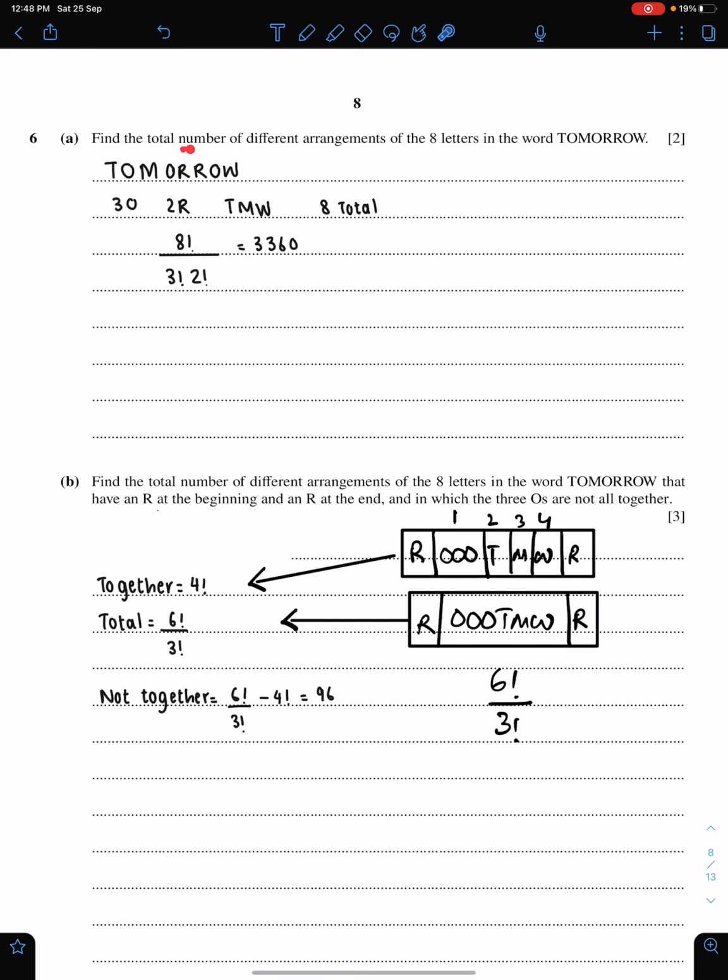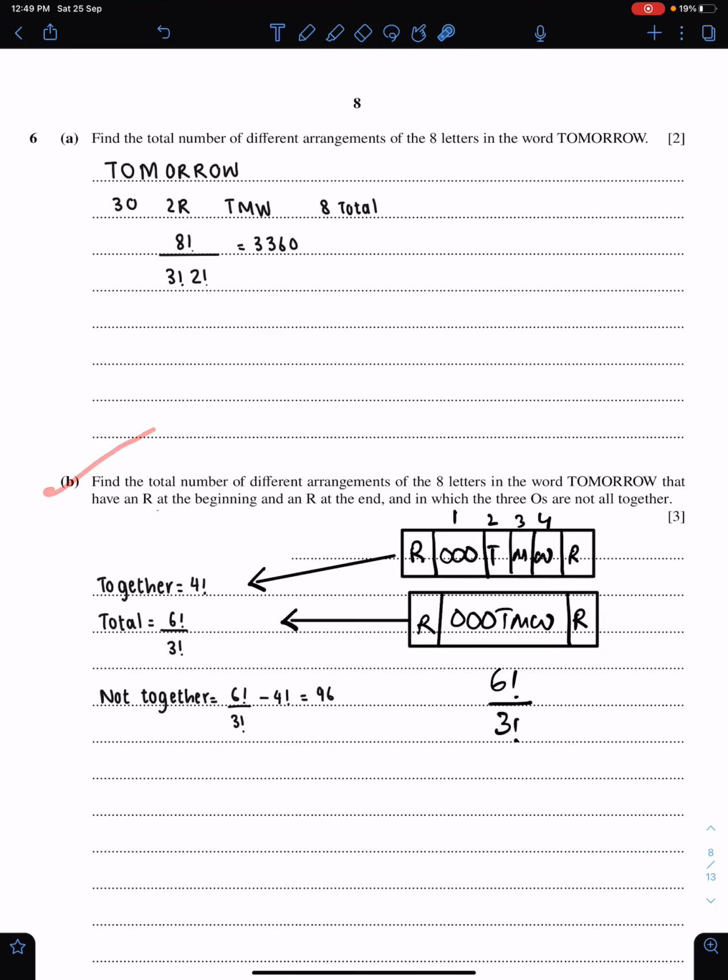Next question. 6a. Find the total number of different arrangements of the 8 letters in the word tomorrow. So this is so simple. There are 3 O's and 2 R's. So 8 factorial for all, and 3 factorial is for 3 O's, and 2 factorial is for 2 R's. So these are the total number of ways.